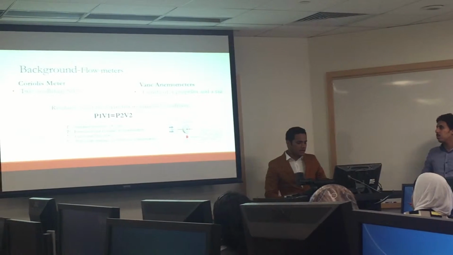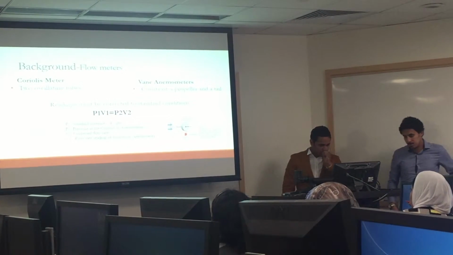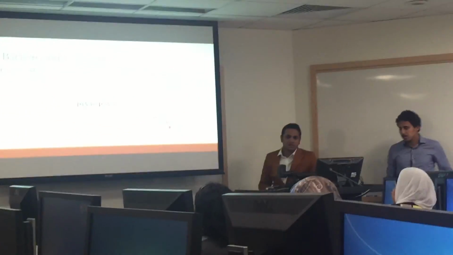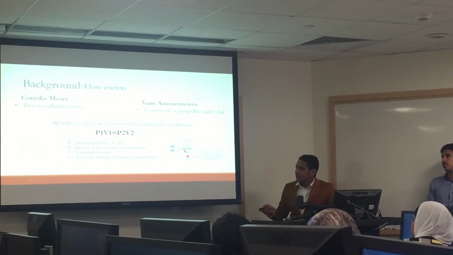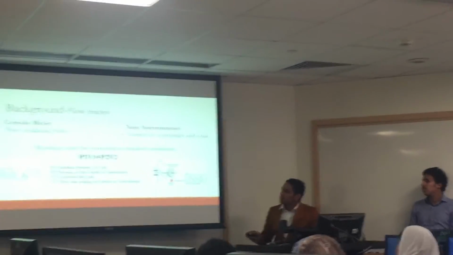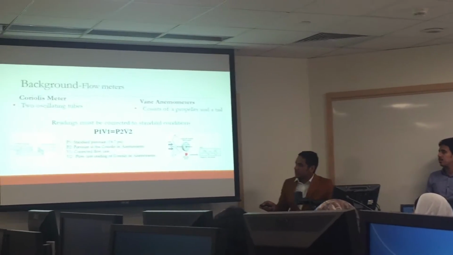The second meter we use, the Coriolis meter, consists of 2 oscillating tubes. These tubes will move as the gas moves through them, as you can see here. Gas motion is in place.